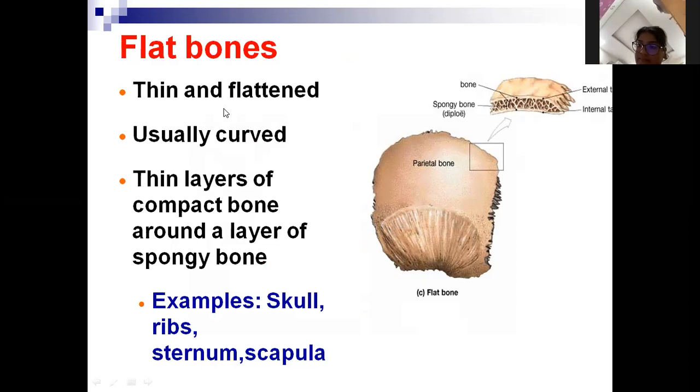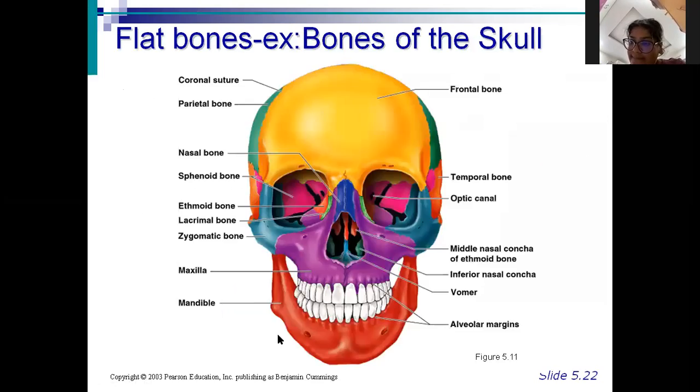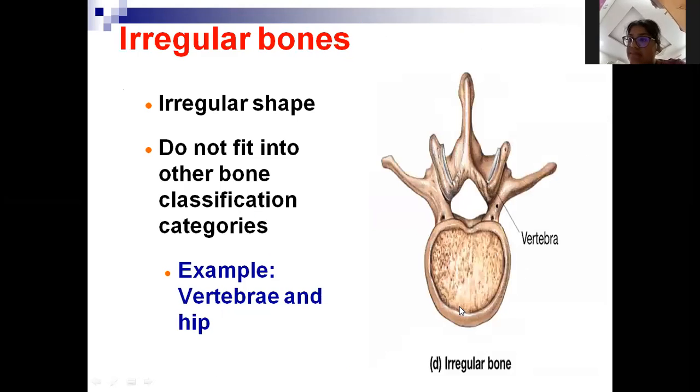Generally, they are thin and flat. You can see they are curved. Examples: the skull bone is a flat bone. The best example is the sternum, which is also a flat bone. The scapula, which you have already studied, also comes under flat bone. Now you can see this is a skull bone. I told you many pieces of bone are connected by sutures; the details we will study when we do head and neck. Now these are irregular bones.